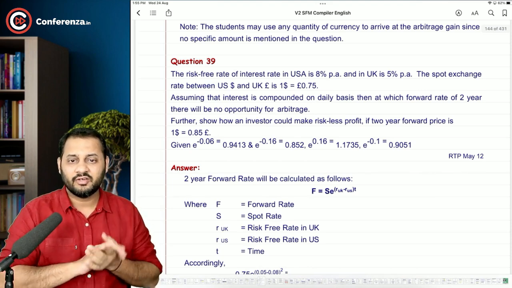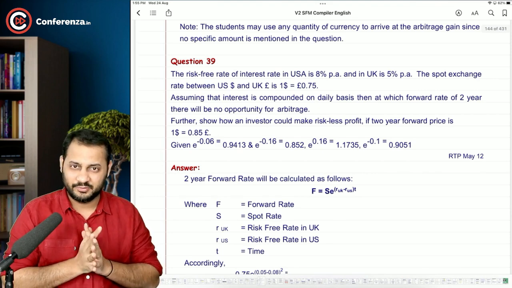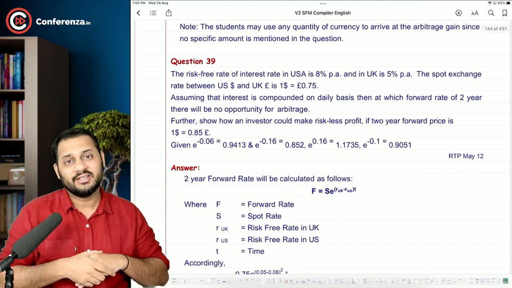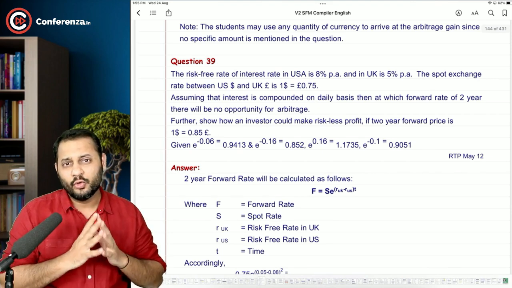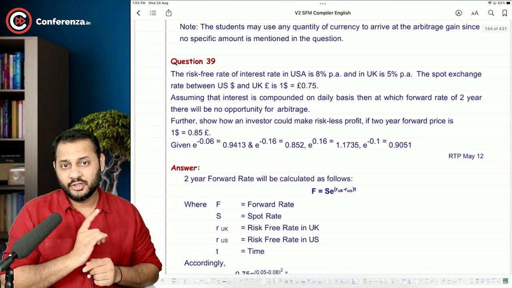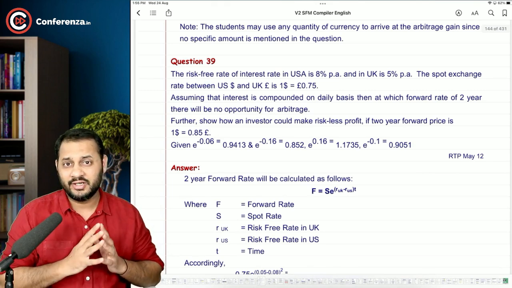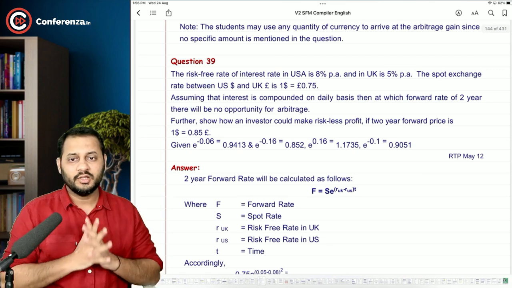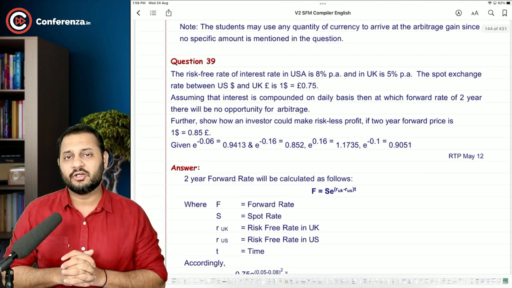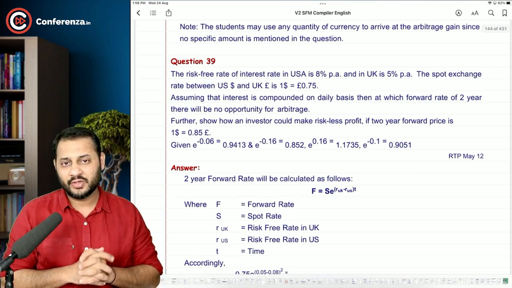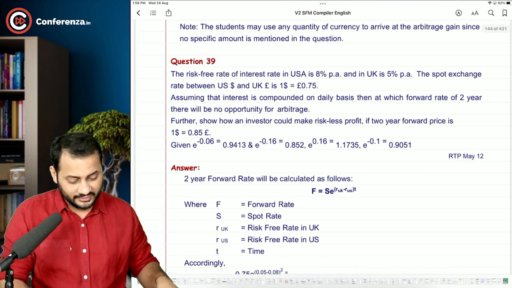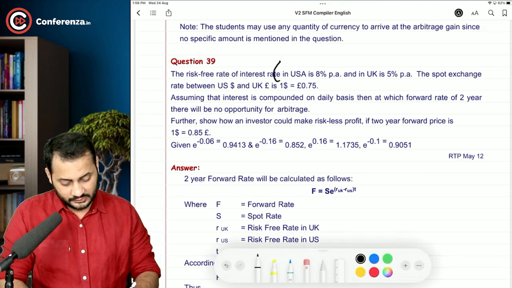The risk-free rate of interest in USA is 8% and UK it is 5%. Which is the low interest rate currency? UK pound. So UK is the low interest rate country. The spot exchange rate between the dollar and the pound is also given to you, and it is very clear that the dollar is the base currency here.